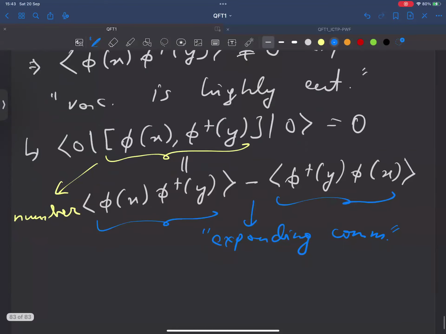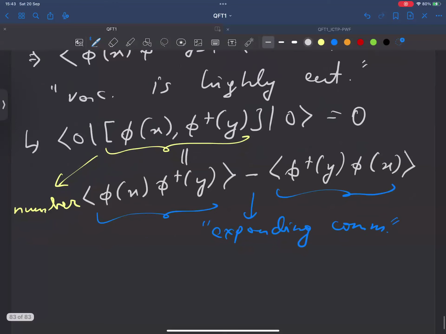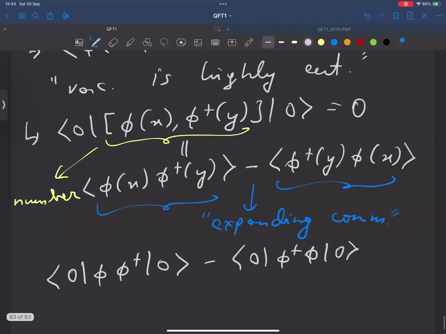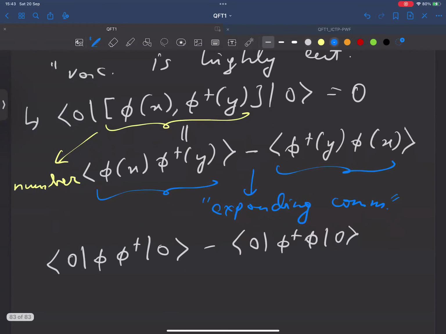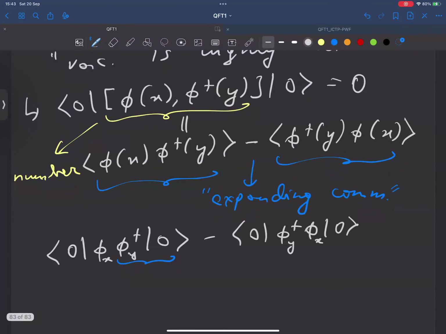But now something interesting happens. Let's now put back the 0 properly. So you have phi dagger 0 minus 0 phi dagger phi. And now recall, what did phi dagger do? Let me also explicitly write x and y, and this was y and x, right? So what did phi dagger do?